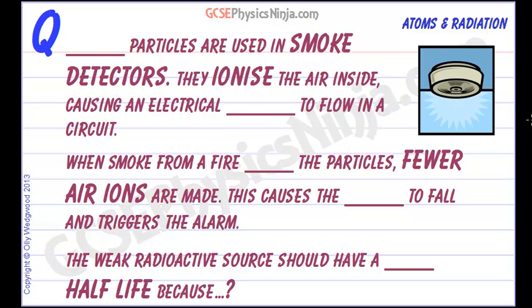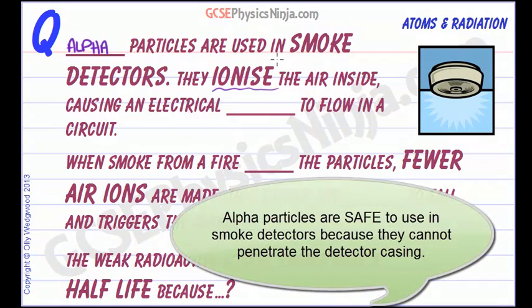Another use of radiation or radioactive decay is when alpha particles from a radioactive element or source are used in smoke detectors, and they ionize the air inside. What do I mean by ionize? Ionizing means that the alpha particles bump into the air molecules and rip electrons off the air molecules, and that makes the air molecules charged particles, and we call those charged particles ions.